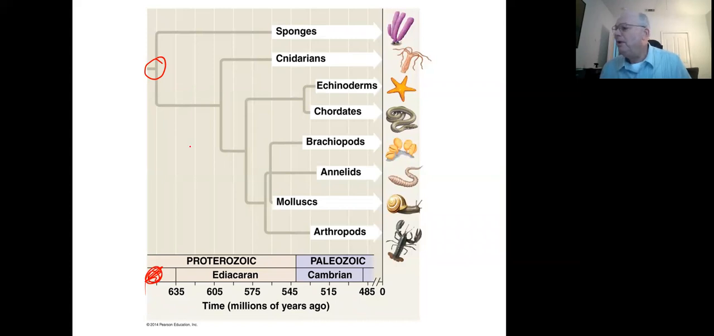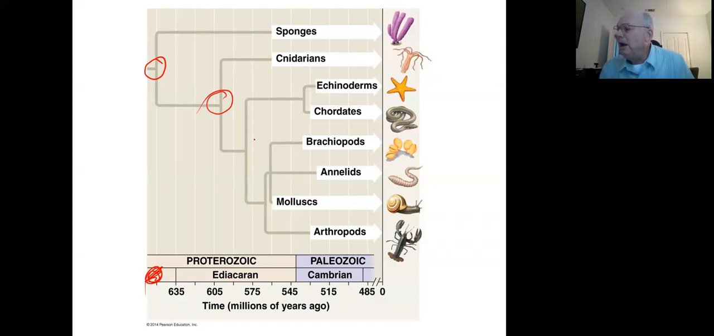Then we have the cnidarians themselves branching out during the Ediacaran, and you've seen the fossil evidence that supports the origin of cnidarians in their fossilized jellyfish that we saw in the fossil lab, and other examples that you've seen.